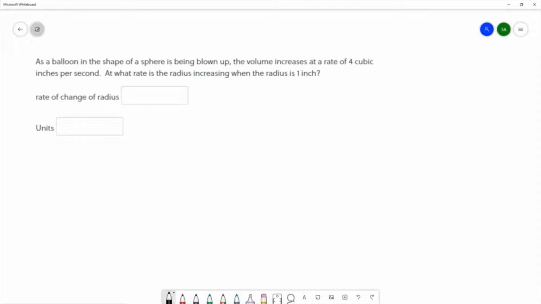So in this question, we want to use the volume of a sphere. The volume of a sphere is 4/3 pi r cubed. The volume increases at a rate of 4 cubic inches per second. This is a rate of change. Cubic inches per second is the rate that the volume is changing.